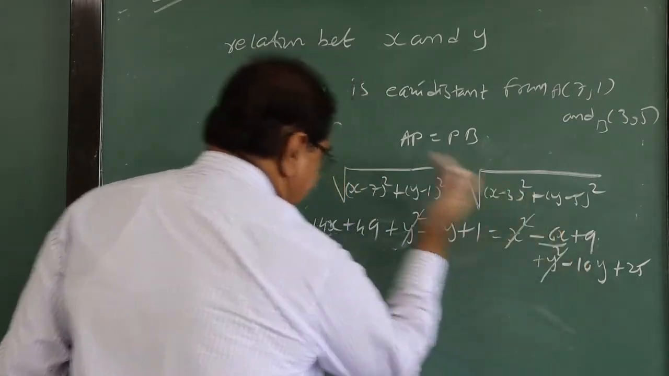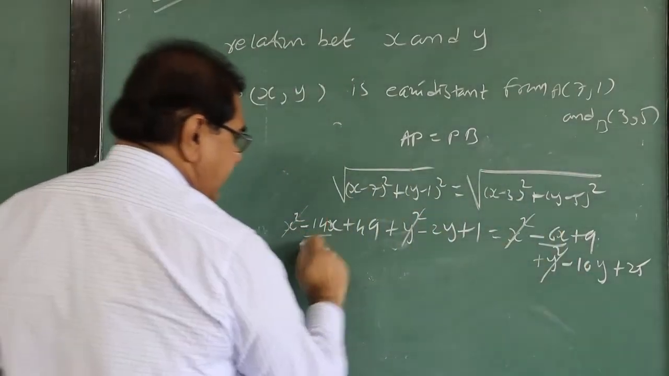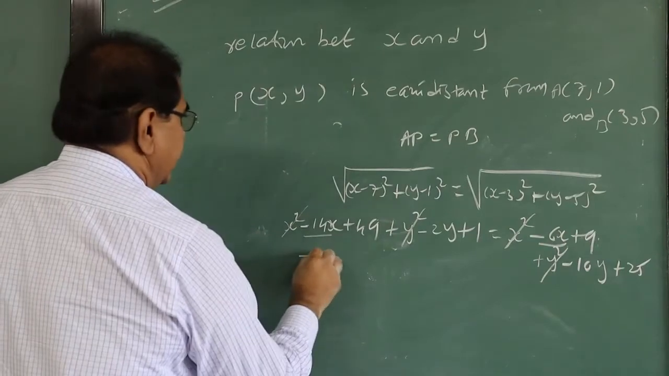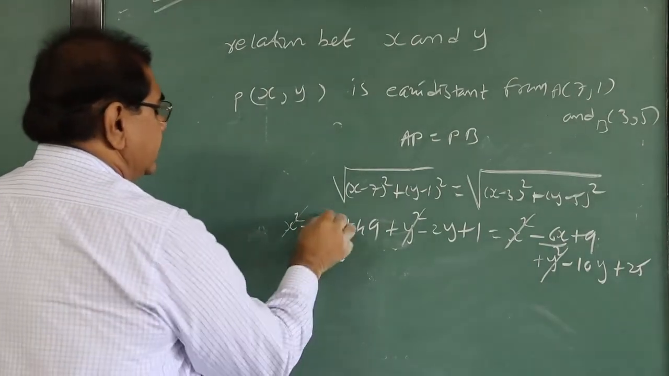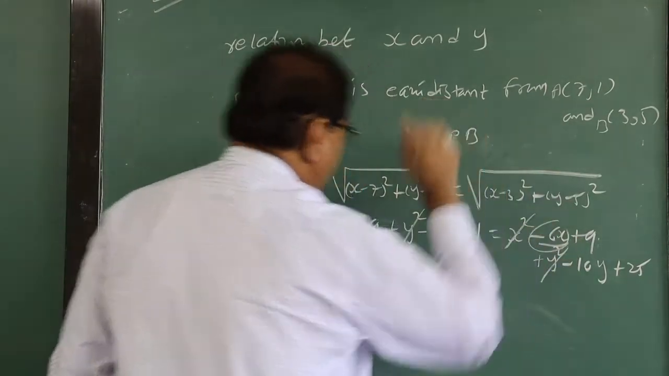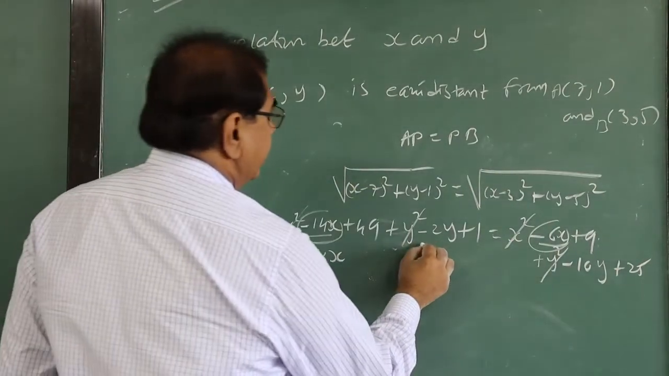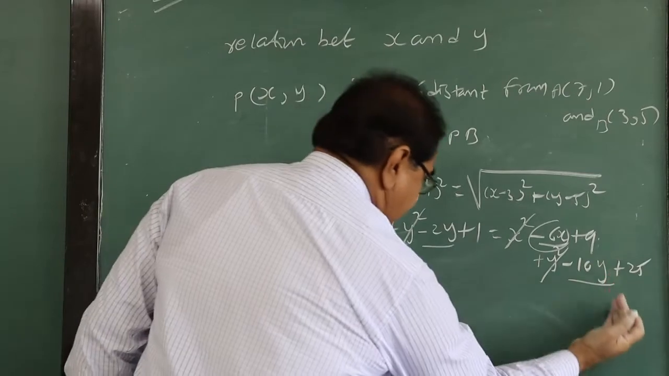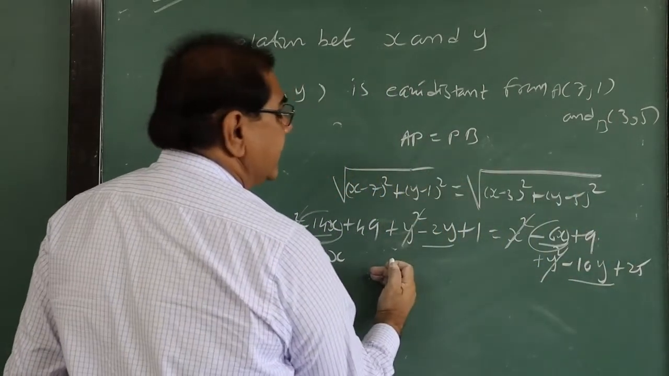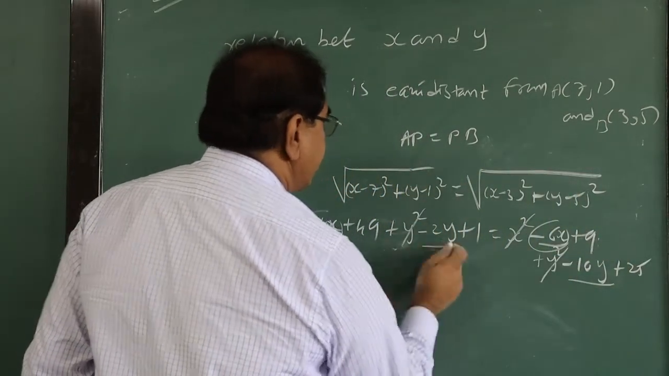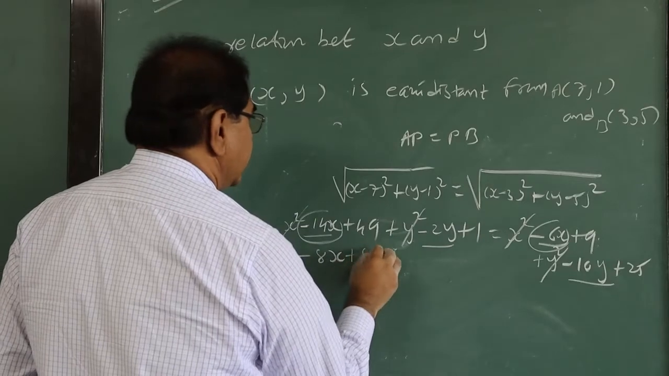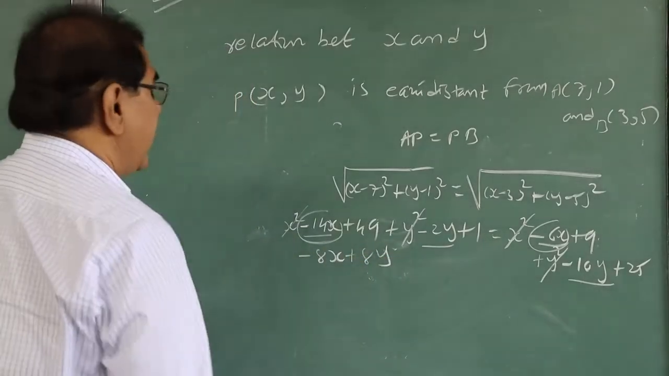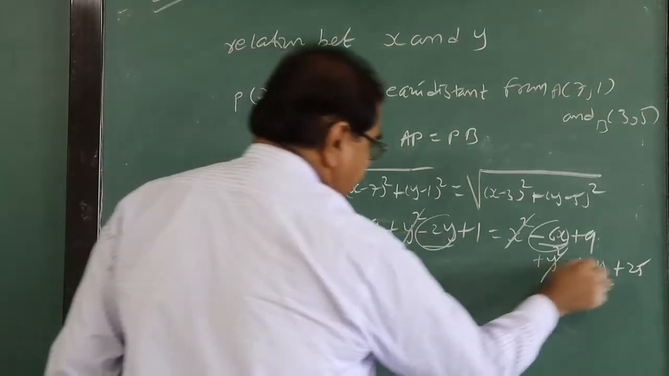Minus 6x changes the side, so minus 14 plus 6 is minus 8x. So these two are solved. Now we take y: minus 2y is minus 10y. Minus 10y changes the side and becomes plus 10. So plus 10 minus 2 is plus 8y. Now regarding the numbers, so y is also solved.